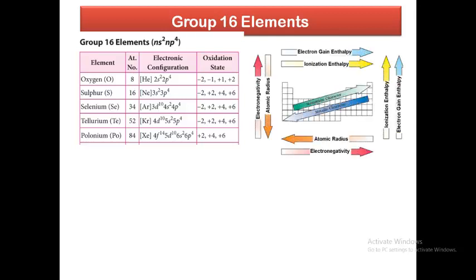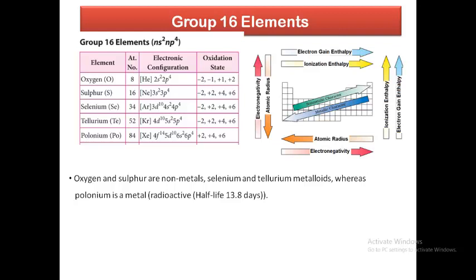We have discussed the trends in their physical properties under group 15 elements, and the same thing applies here also. When we move across the period, the atomic size decreases and down the group atomic size increases. Accordingly, the ionization enthalpy, electron gain enthalpy and electronegativity increase across the period and decrease down the group. In this, oxygen and sulfur are nonmetals, selenium and tellurium are metalloids, whereas polonium is a metal and it is a radioactive element with a half-life of 13.8 days.